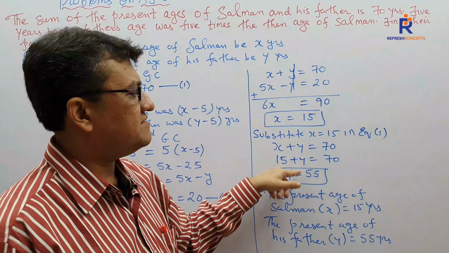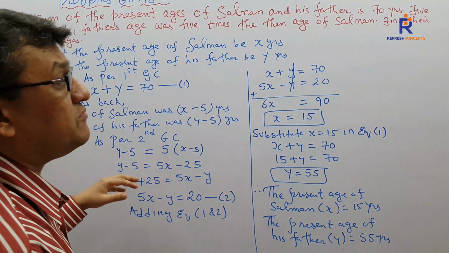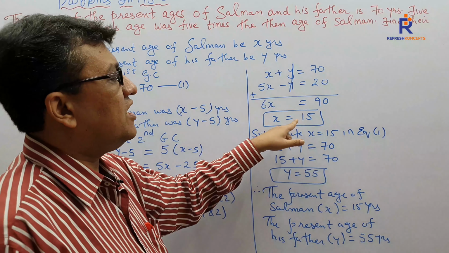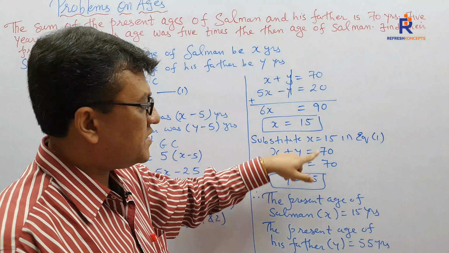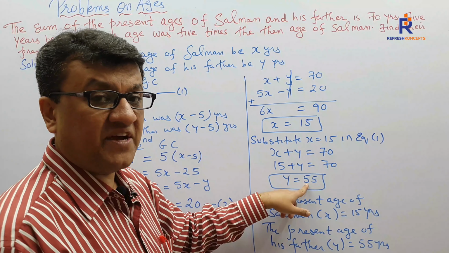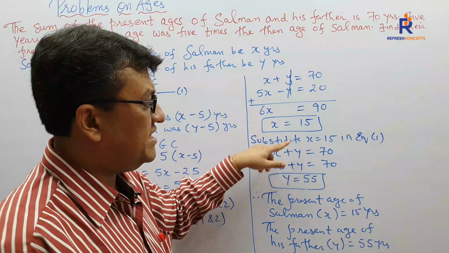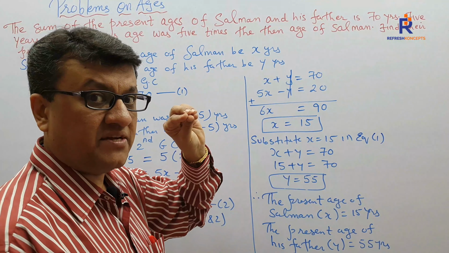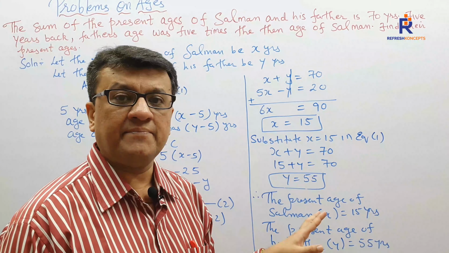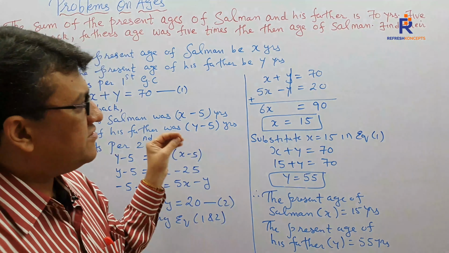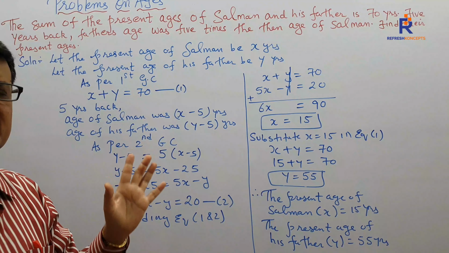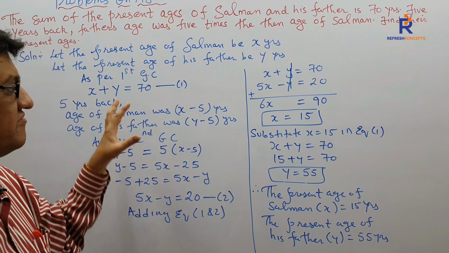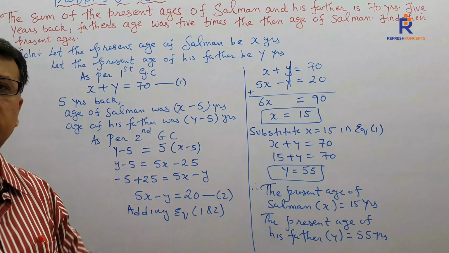55 plus 15, 70. Cross-check the second one also. 5 years back. So just tell me, what was the age of Salman 5 years back? 15 minus 5, 10. What was his father's age? 55 minus 5, 50. Here it is 10, here it is 50. Is father 5 times that of Salman? That's what the condition says. Father was 5 times age of Salman. So we are absolutely correct. Children, word problems are very easy the moment you frame the equation. What lies, I won't say it's a difficulty part, but yes, what lies is framing an equation. Once that is done, sums are very, very easy.